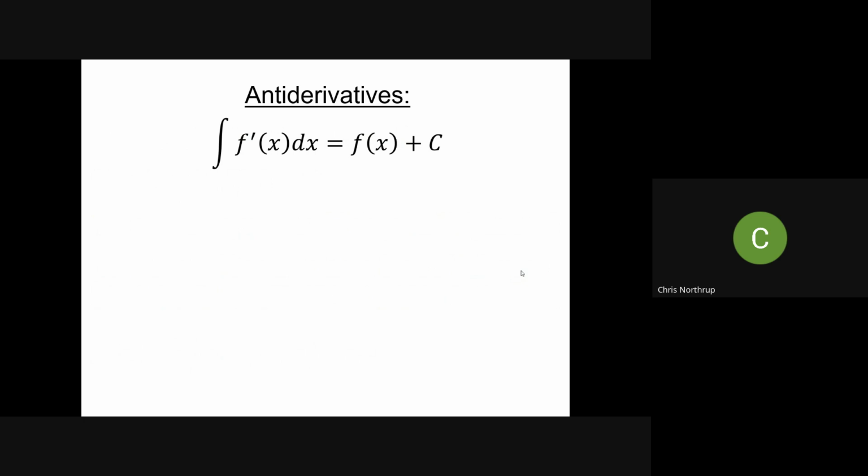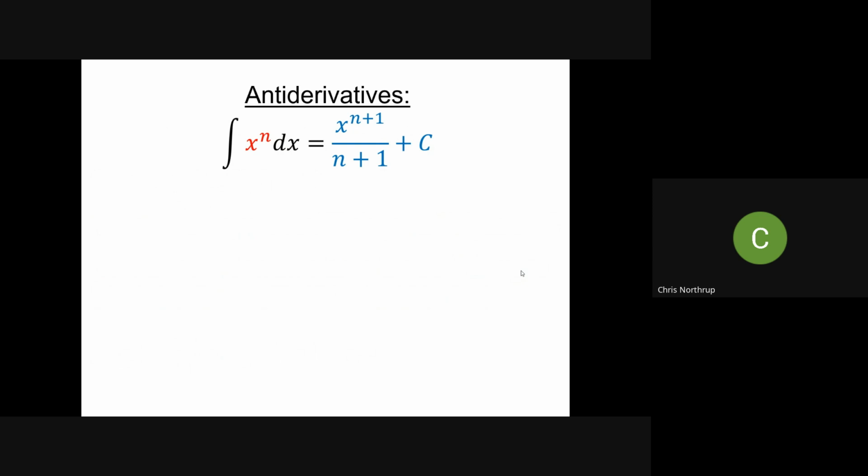So each part kind of has a name. That elongated s thing, that's an integral symbol. The function on the inside that we're trying to find the antiderivative of, that is an integrand with a d at the end. And then the thing on the right, our answer, is going to be the antiderivative. So we could write that power rule in integral form, which would look like the integral of x to the n dx equals x to the n plus 1 over n plus 1 plus c.